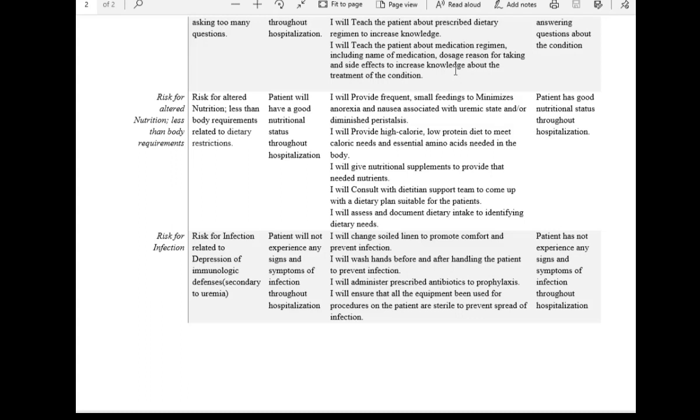We have come to the end of our lesson. Today we have looked at the nursing care plan for acute renal failure.